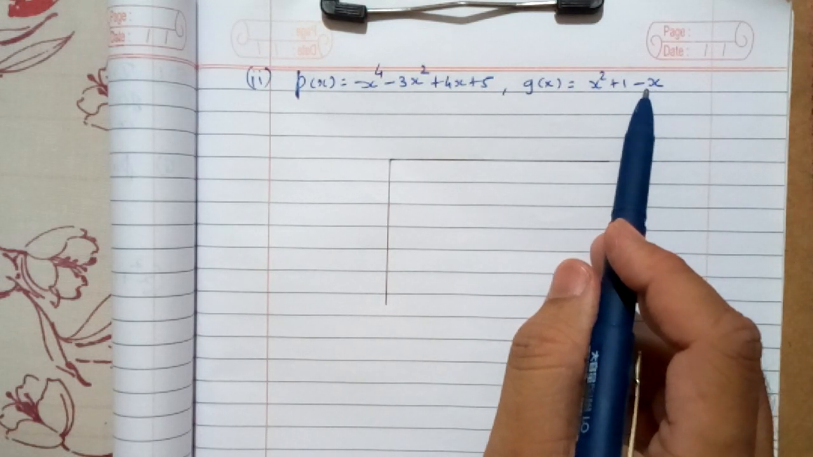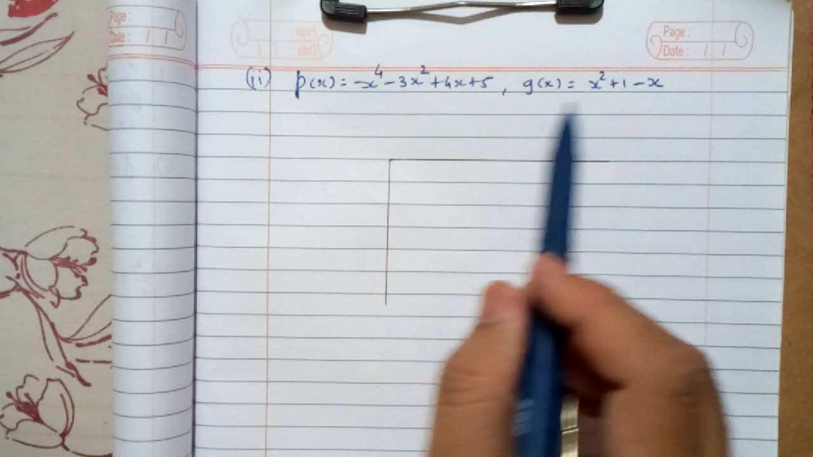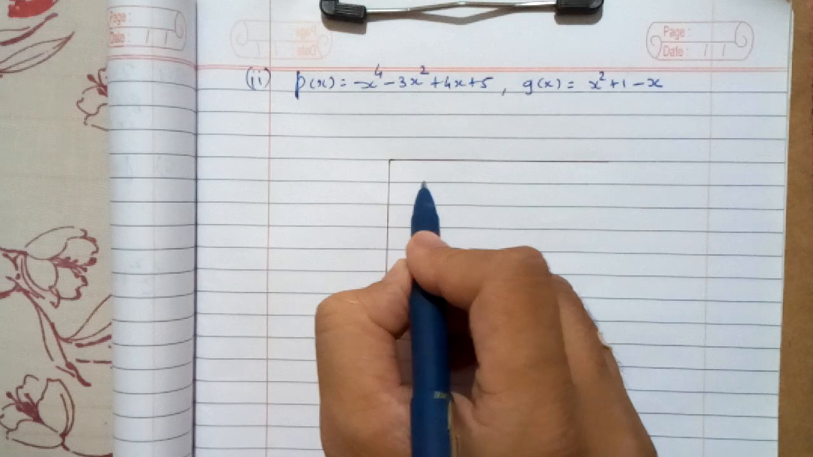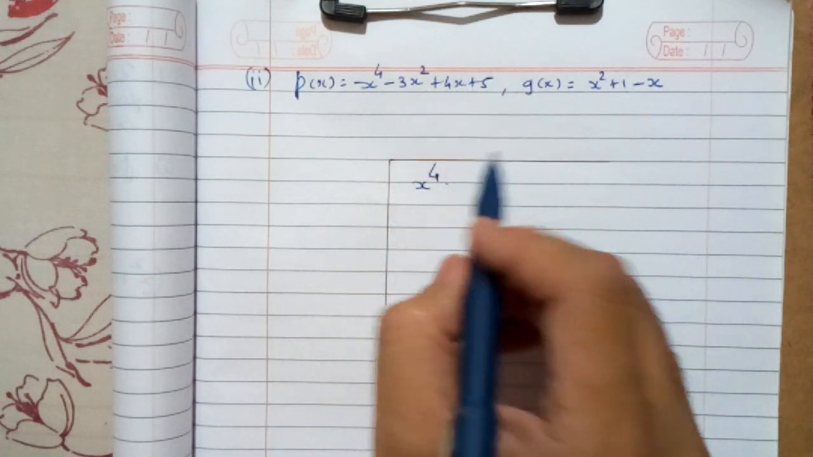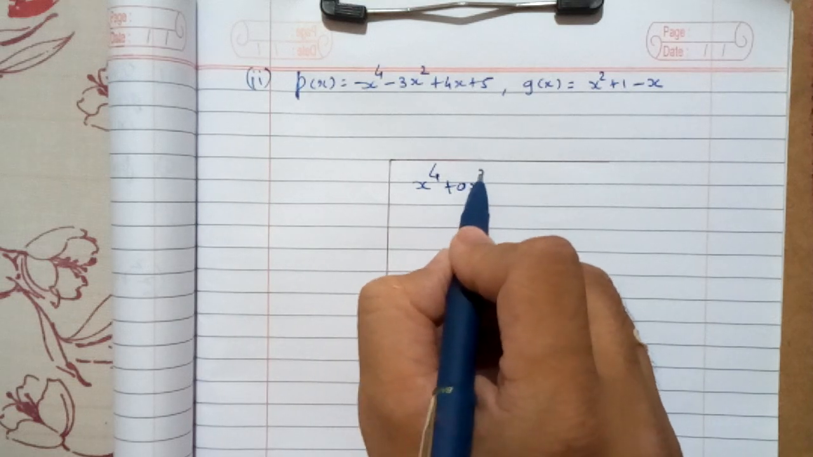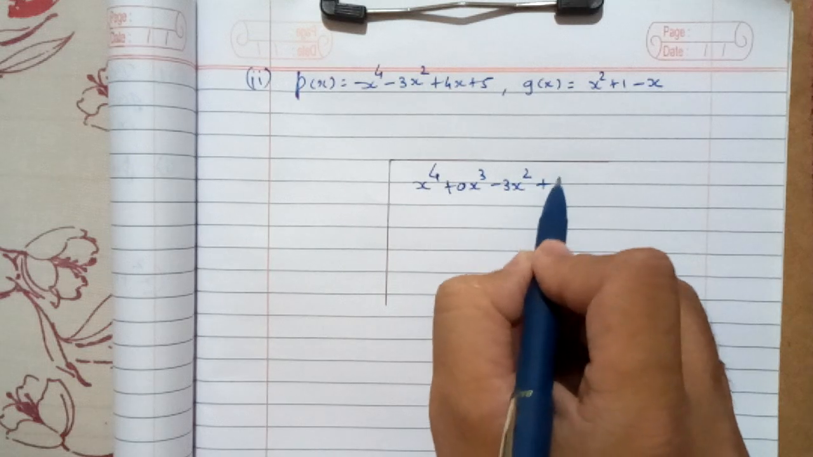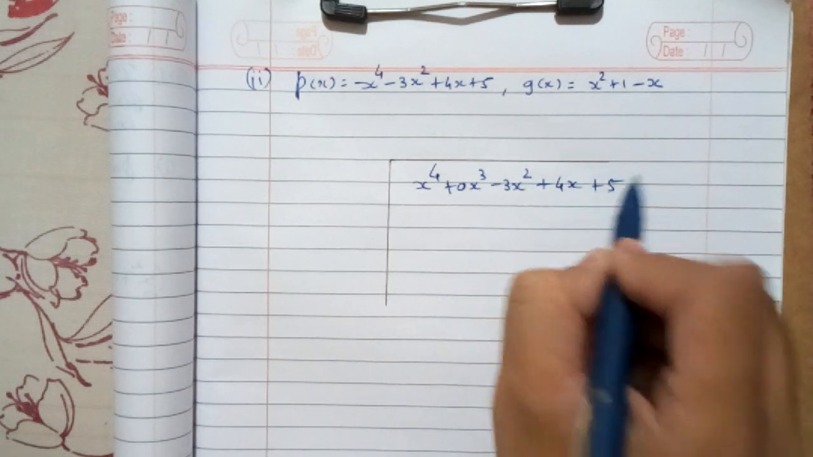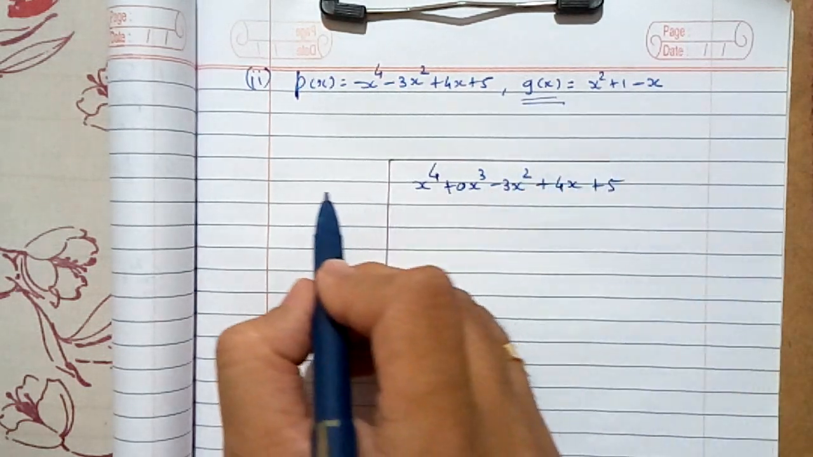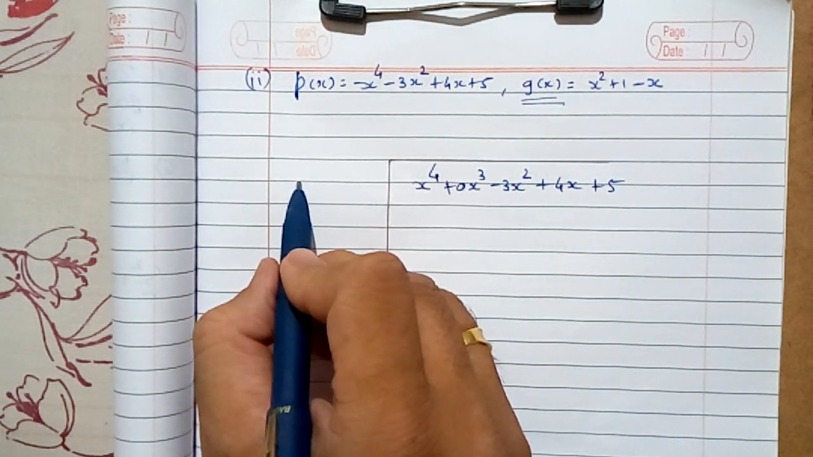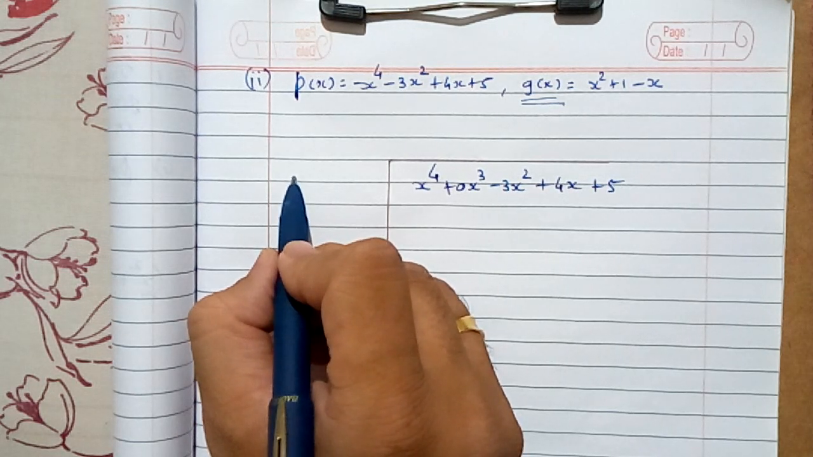So it is not properly arranged. We have to arrange that. But p(x) should be written inside. We write x raised to 4. There is no cube, so plus 0x cube minus 3x square plus 4x plus 5 should be divided by g(x), and we write all terms with proper degree in decreasing order.